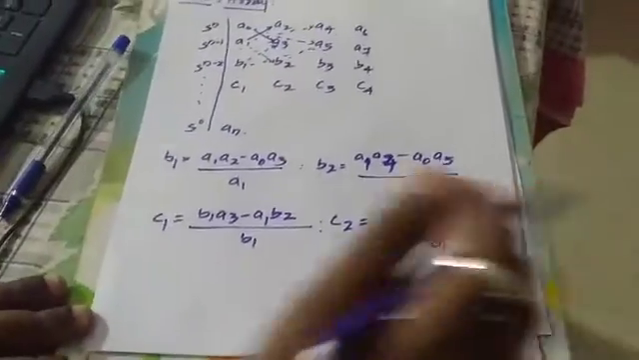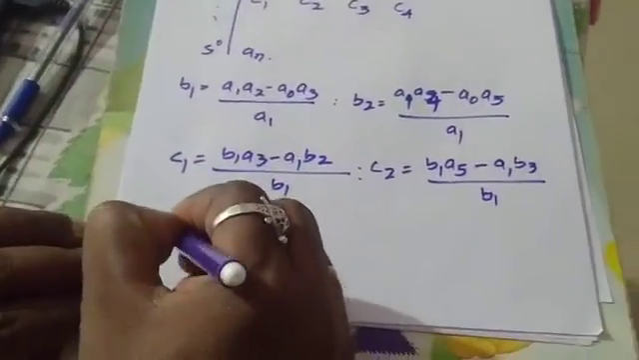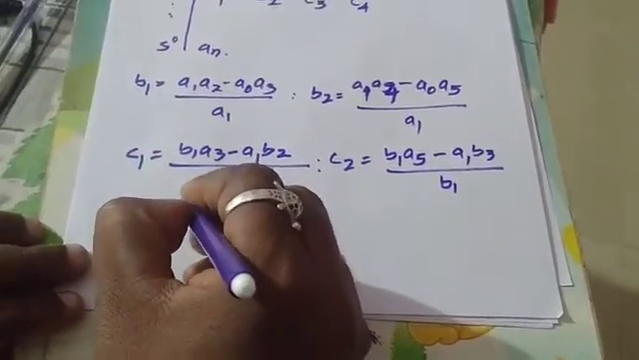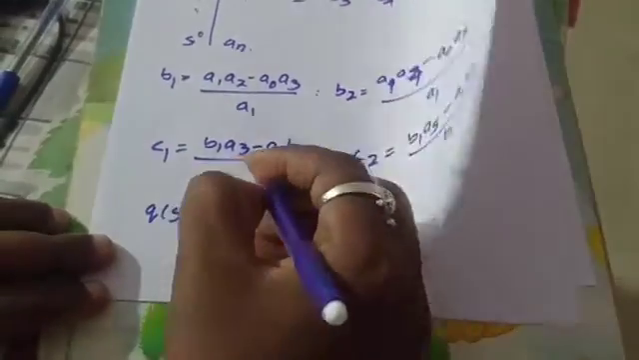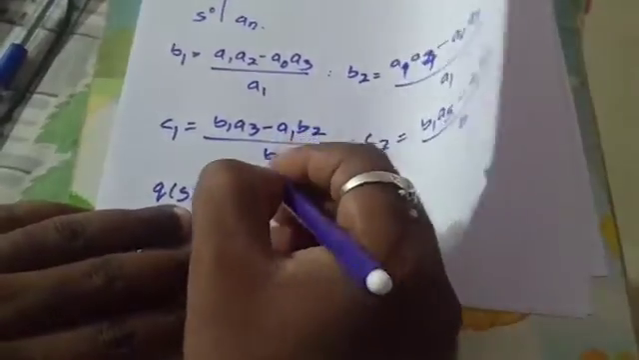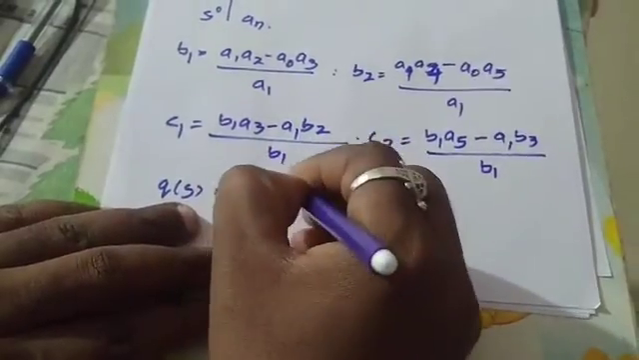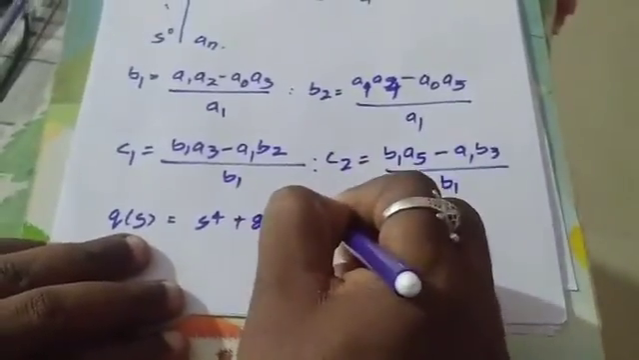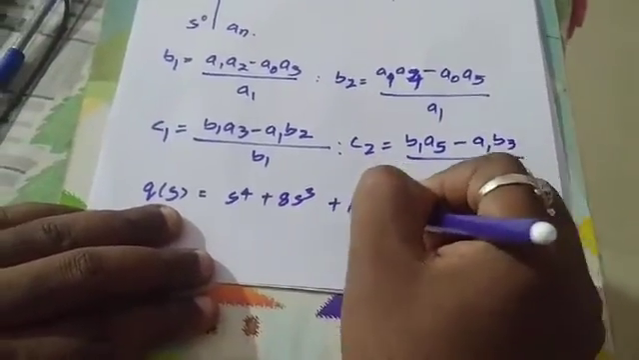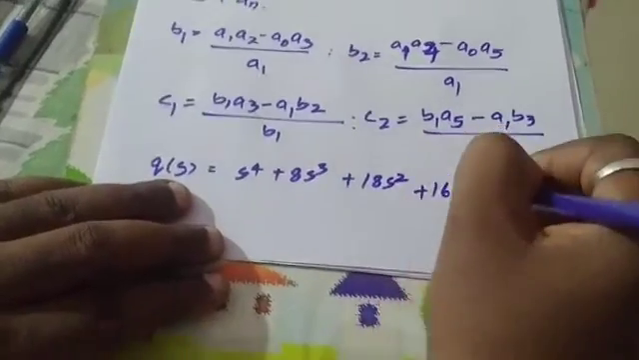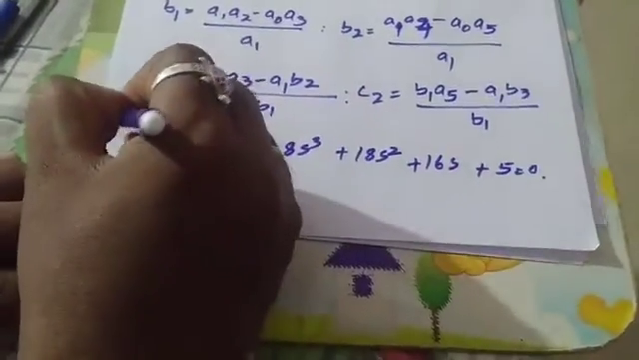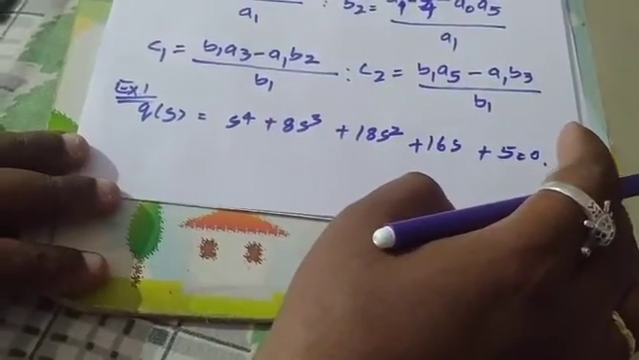With which is given by this characteristic equation Q of S. The example I am going to take is for the Routh-Hurwitz criteria using Routh tabulation. Given the characteristic equation is S to the power of 4 plus 8S cube plus 18S square plus 16S plus 5 is equal to 0. This is your characteristic equation given. This is example number 1 on Routh-Hurwitz criteria.